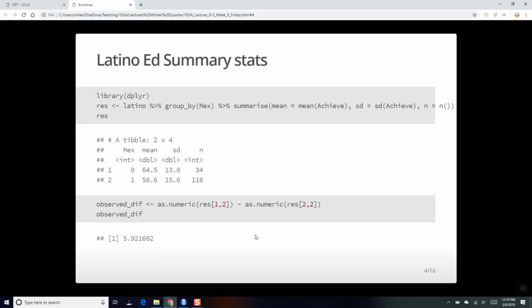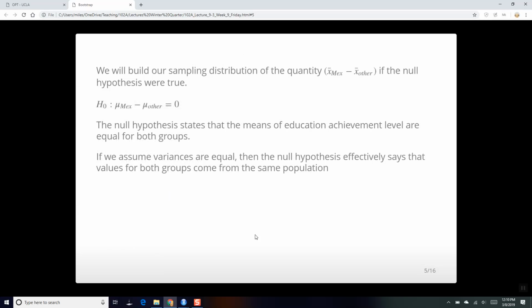Unfortunately, we don't know what those numbers mean. But anyway, we are doing a hypothesis test, and our null hypothesis is that the mean education achievement levels of both groups are equal, so that there's no difference between them. And then the alternative is that they're different. Under the null hypothesis, we are effectively saying that the values we see for the Mexico group and the values we see for the other countries group are coming from the same population.